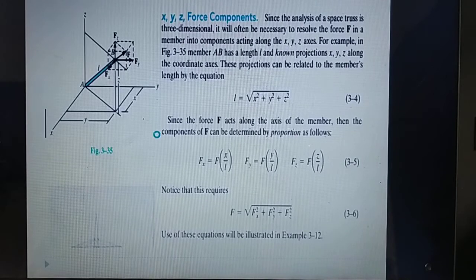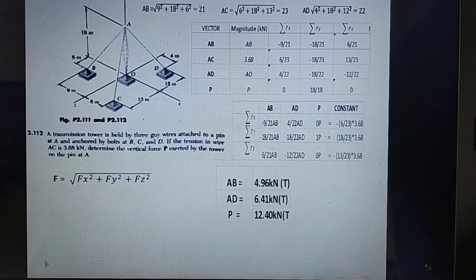trusses. So here is the example: the transmission tower held by three guy wires attached to pin A. So that's pin A, anchored at B, C, and D. Wire AC has the magnitude of 3.68 kilonewton. Determine the force P exerted by the tower on the pin at A.